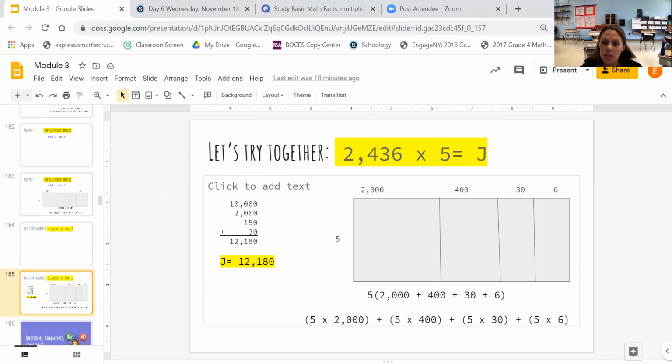All right, hopefully when you did this one, you still broke it up and then you multiplied each place value by 5, right? 2,436 times 5, and you would get a value of J of 12,180. The biggest part for me with this strategy is making sure you have those equations down at the bottom, okay?